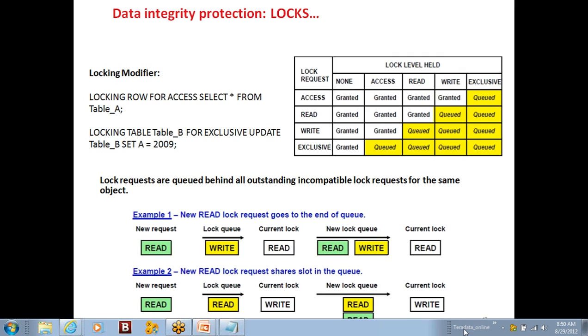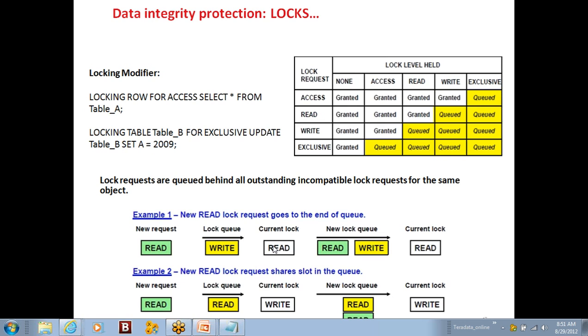Okay. And here in this example 1, we'll see what types of queues there are. Let's suppose the current lock on the object is read. Okay, and a write lock is coming in as a new request. Can I grant it? No, because read and write are not compatible, so I cannot grant a write lock on the object. Okay, and at the same time one more incoming request is coming in as read. So read is compatible with read. Can I grant it? I would have granted it, but a write request is already there, right? So it is on a first come first serve basis.